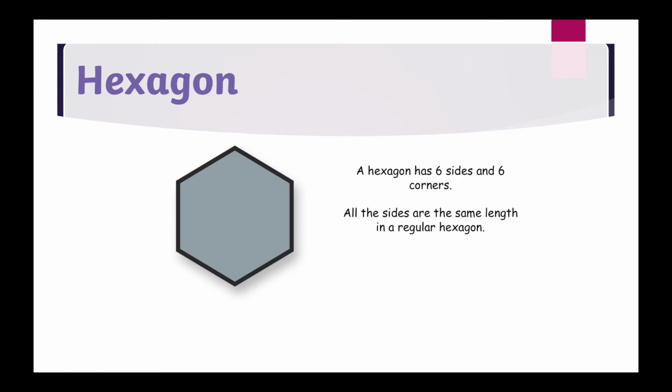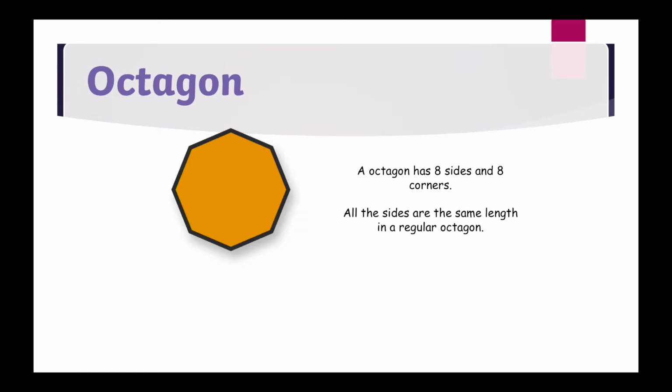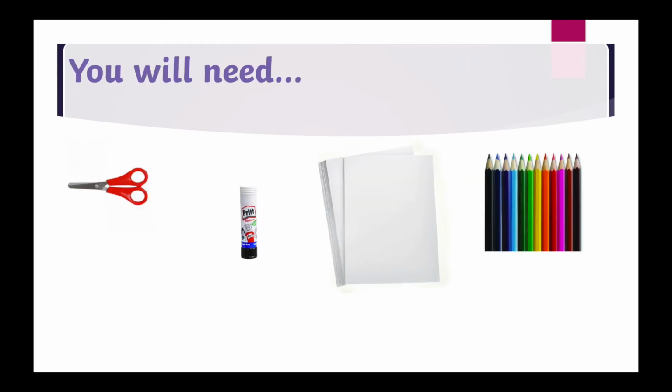Next up could be another new one. This is a hexagon. Hexagons have 6 sides and 6 corners. And our last shape to look at today is an octagon. An octagon has 8 sides and 8 corners. Now that we've reminded ourselves of all of the different 2D shapes, we can start on our picture.